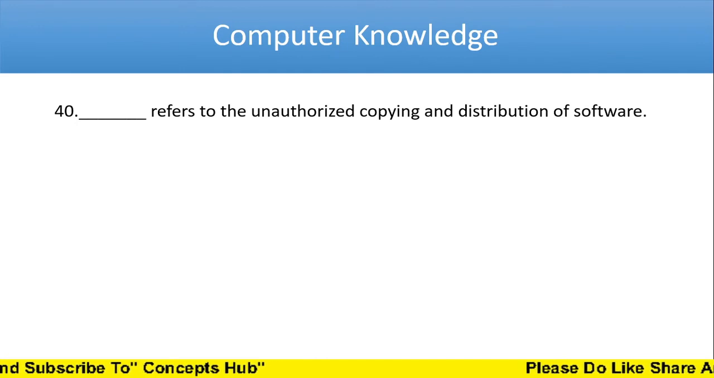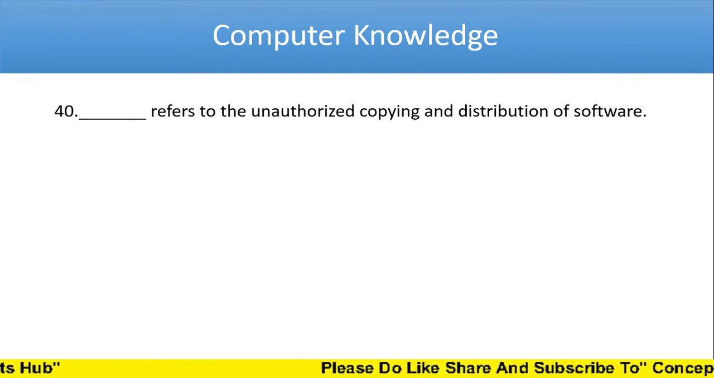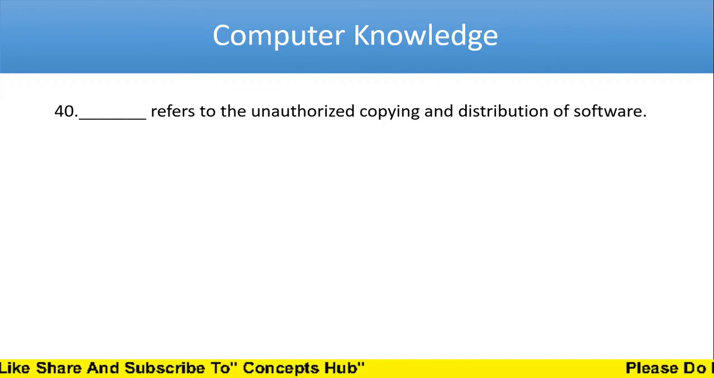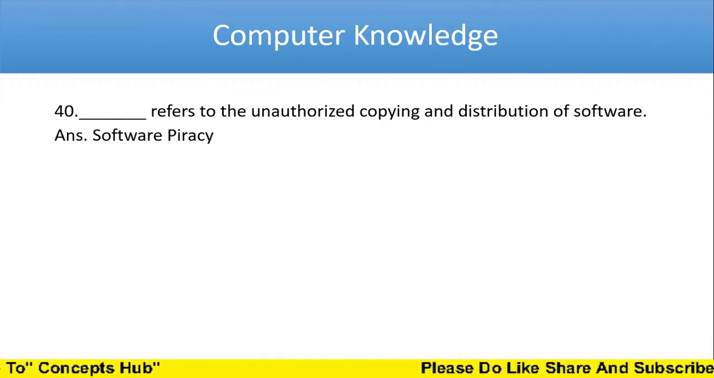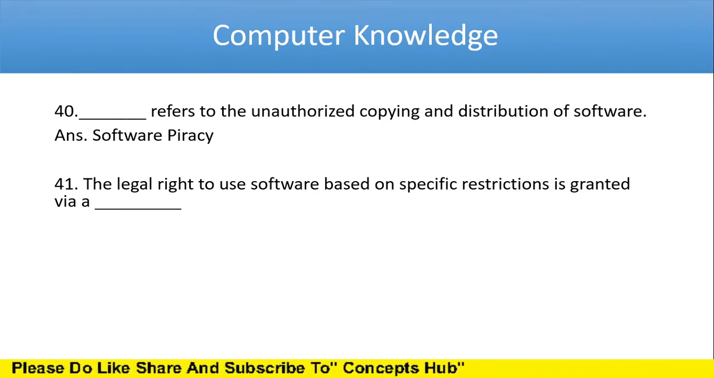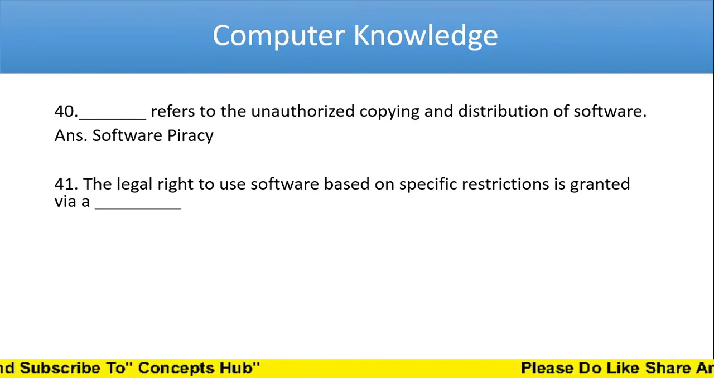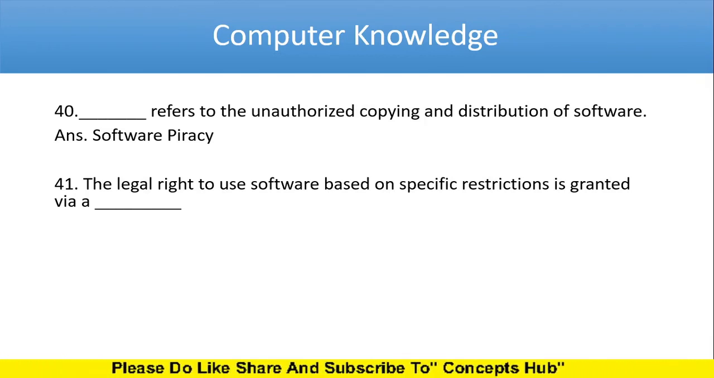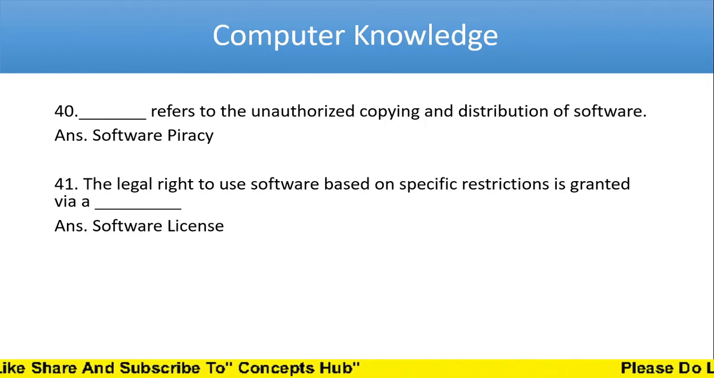Next. Dash refers to the unauthorized copying and distribution of software. This could be also important. The answer is piracy, that is software piracy. Next. The legal right to use software based on specific restriction is granted via? The answer is software license.